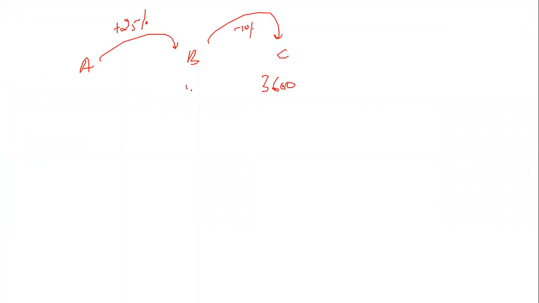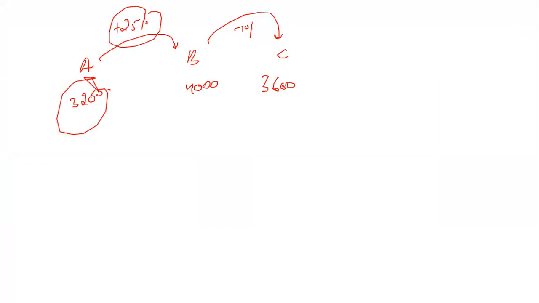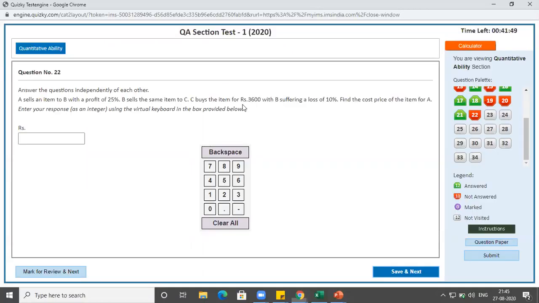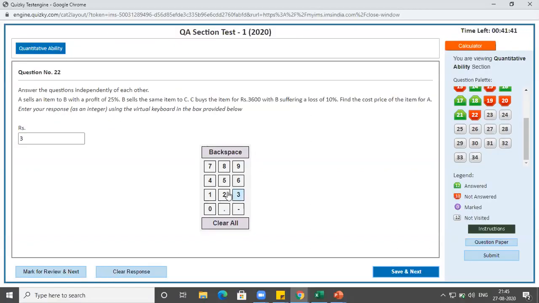On seeing it I knew that B's price is 4,000 rupees. And A had sold it to B for 4,000 rupees and gained 25%. So A's cost was 3,200. Okay. Find the cost price of the item for A. 3,200 plus 25% gives me what? 4,000, with 10% loss, 3,600. Find the cost price of the item for A: 3,200 is the answer.